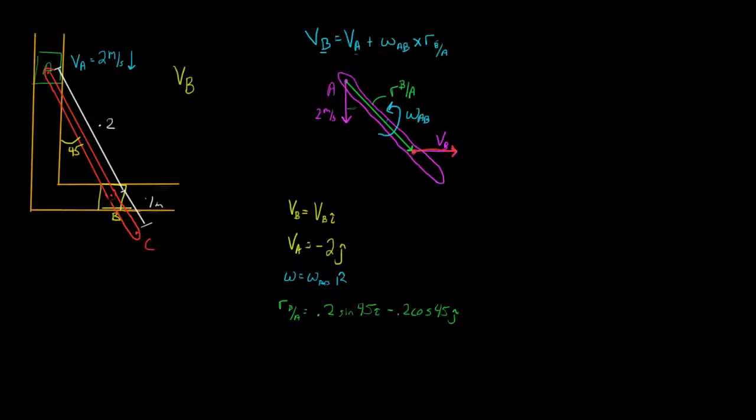And now we can just put everything we know back into this equation. So if we put this in, we get VB with an i component is equal to this VA, which is minus 2 times a j component, plus this angular velocity, omega AB of a k component, crossed with this position vector, which is 0.2 times the sine of 45 i minus 0.2 times the cosine of 45 j. And I hope that's all on the screen. I'll move over a little bit.